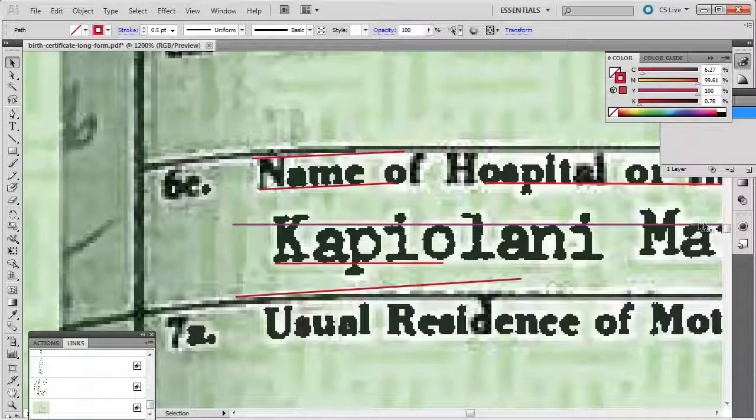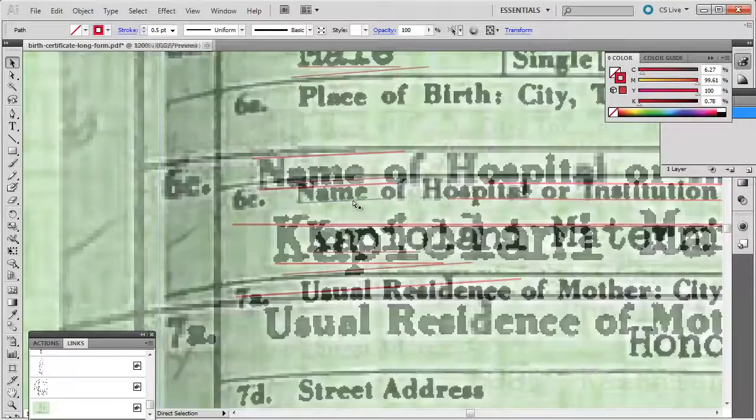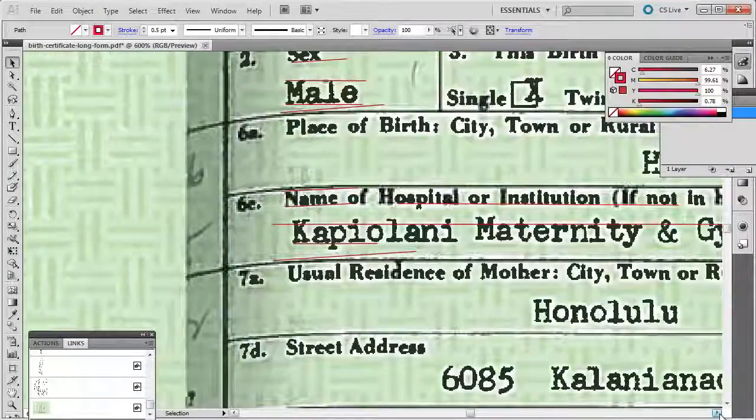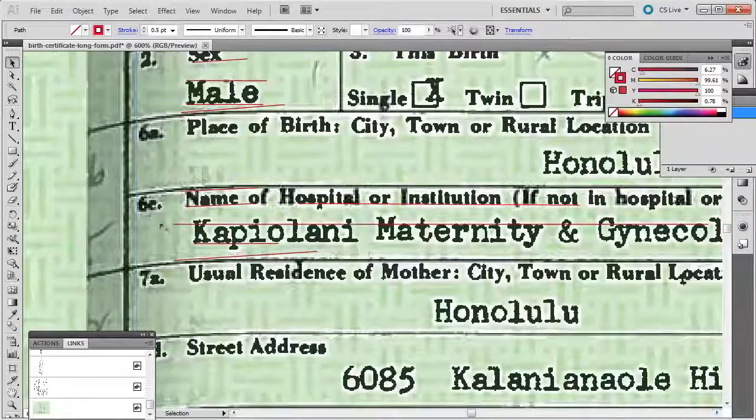But what's going on here with the word Kapiolani, maternity, and gynecological? Well, that's very interesting because when I look at this, look at what I got here. All right, this is absolutely straight. There's no evidence of this at all. And to put this in perspective, folks, notice that name is canted, but right here is where this ends. Okay, at this point is where we now have the paper in contact with glass. There's no more bending here. And the rest of this print is absolutely straight. The bottom line is in perfect registration.